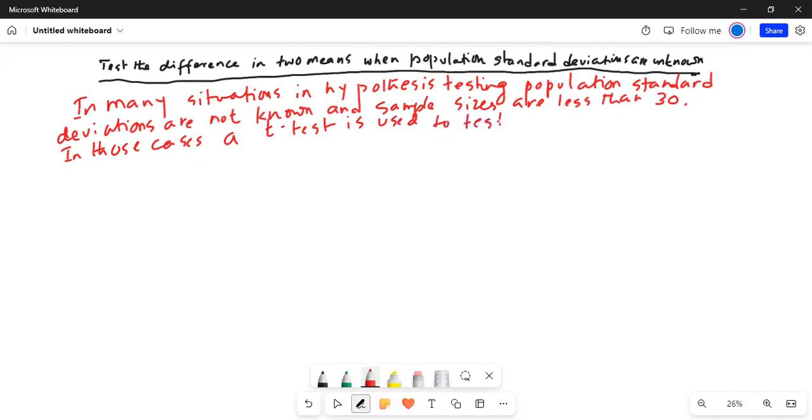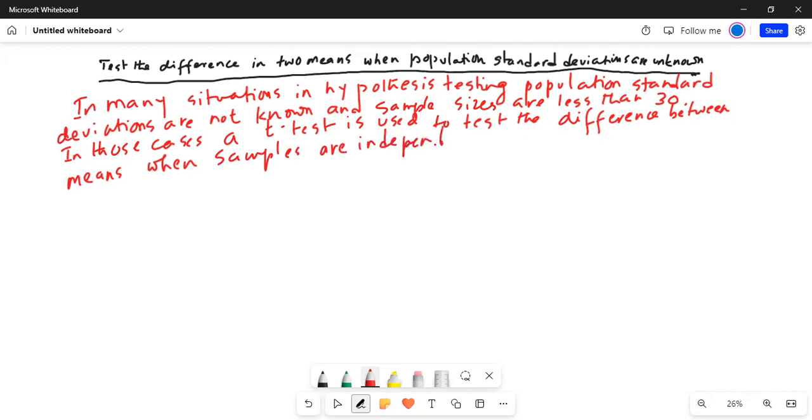to test the difference between two means when samples are independent and when the two samples come from normal populations. Okay?